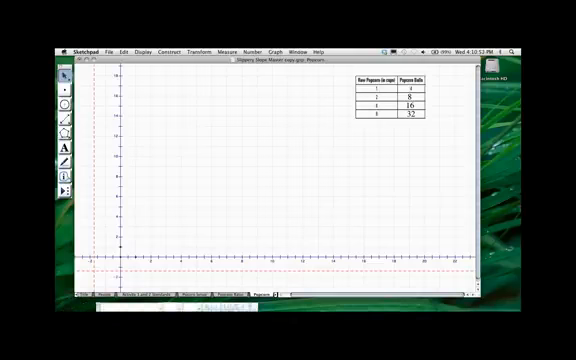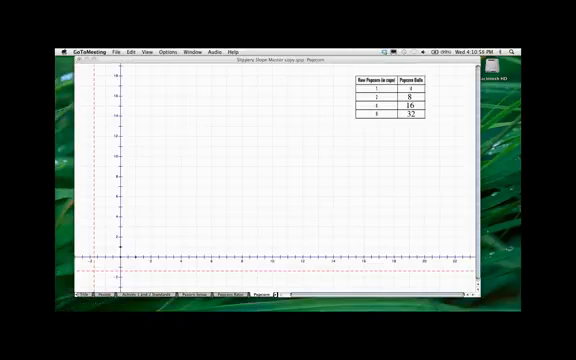Could you let me know, do you see any patterns in the table besides the times 4 pattern? Look at the table and see if you observe any other patterns, and if you do, please write me a note in the chat panel.